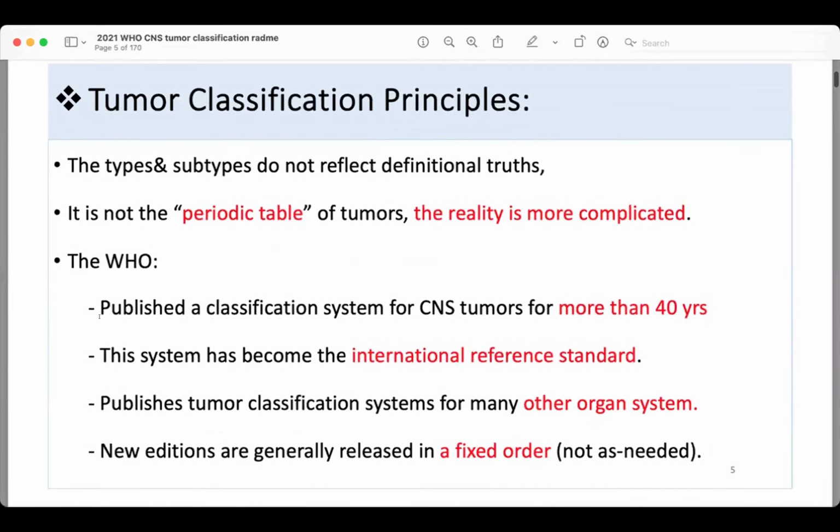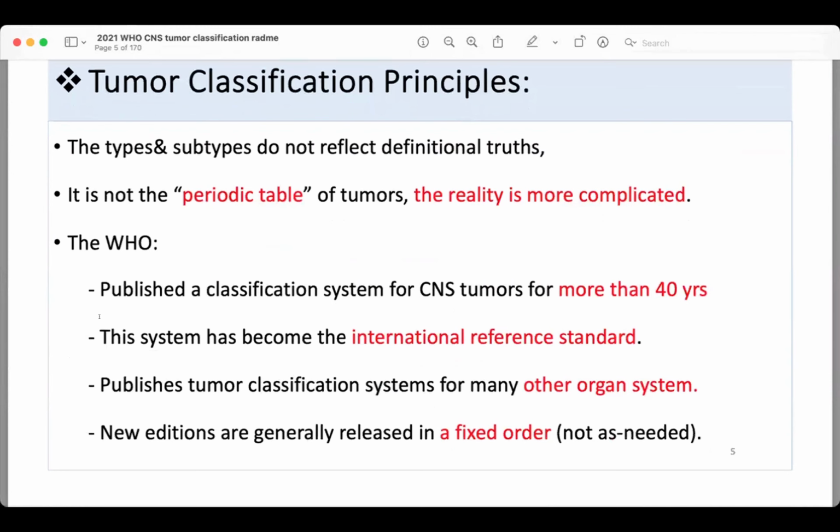For the principles, the tumor classification is not like the periodic table. If you remember the periodic table in chemistry in high school, it is not like that. In real situations with patients, we try to classify the tumors as much as we can, but every time we can face a case that has a mix of classifications or has undetermined types. This is real life, and we will try to do our best for the patient care and for the treatment plans.